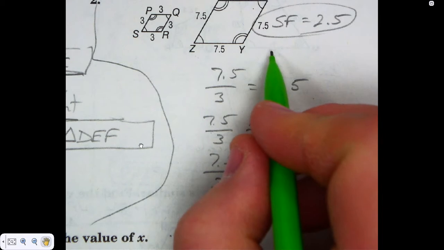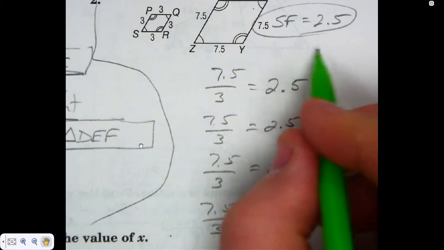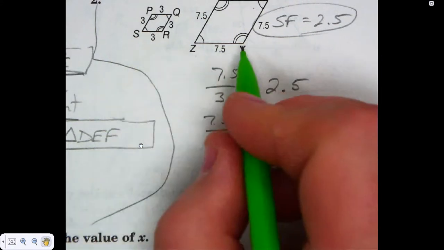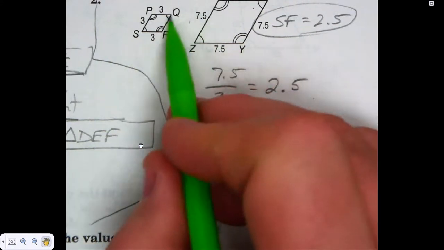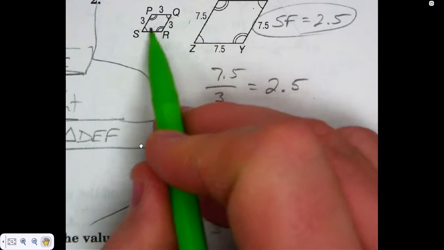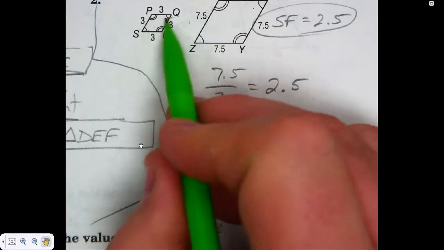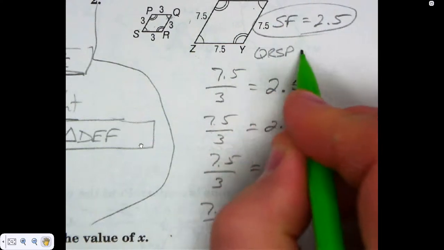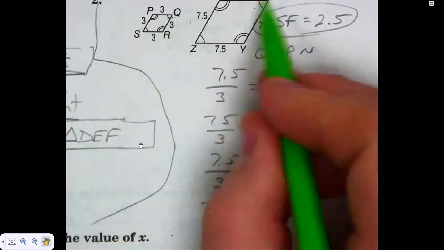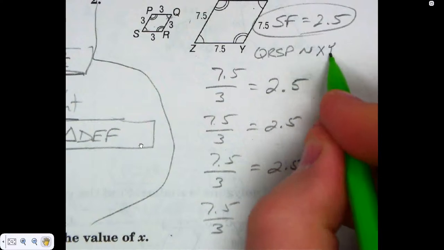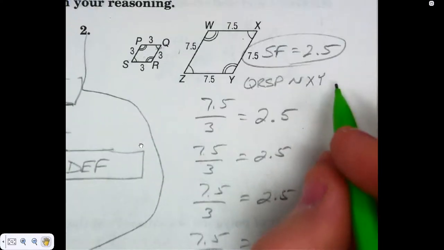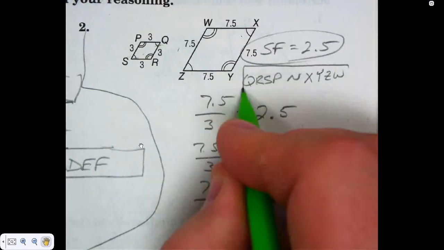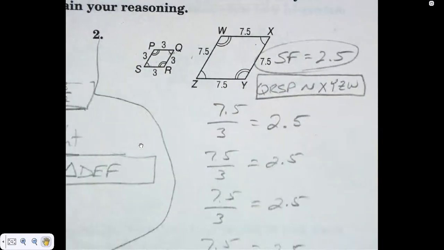Now, I need a similarity statement. So let's put these in corresponding order. How am I going to figure out the corresponding order here? Well, look at the angles. You need to start at a 1 mark. So I would go QRSP is similar to, I start at Q, what do I start out here? XY, ZW. There's your similarity statement. Think you guys can do that?